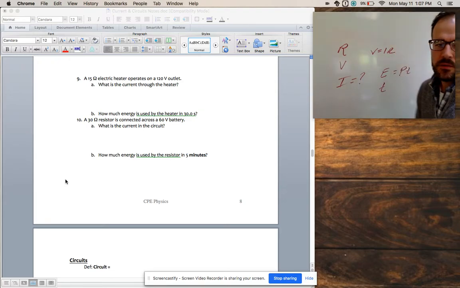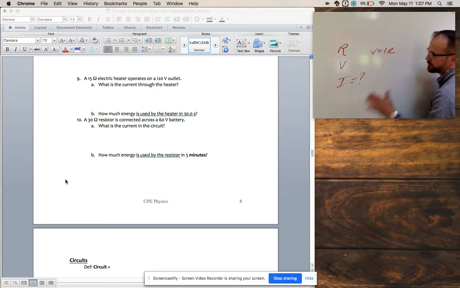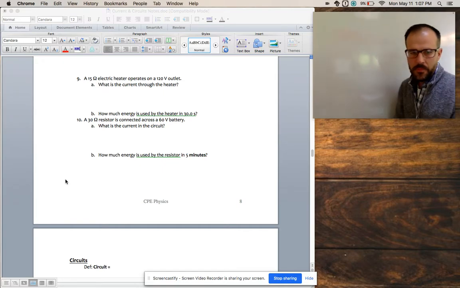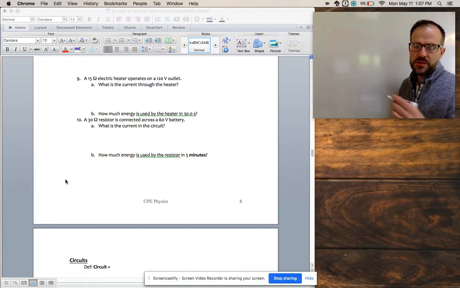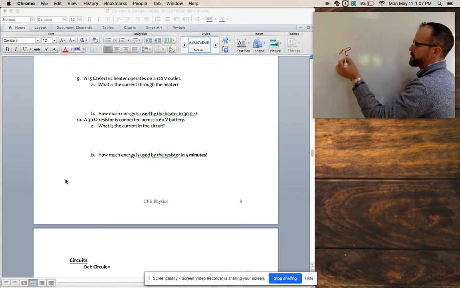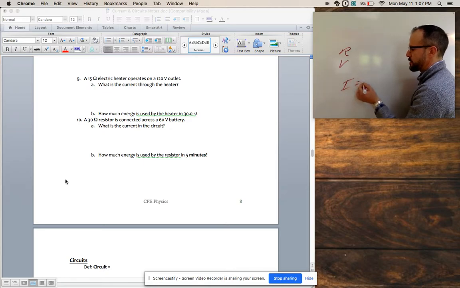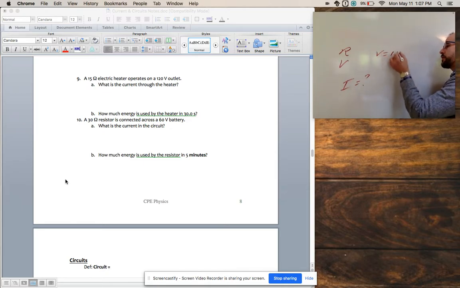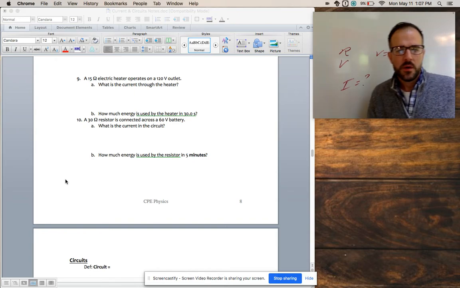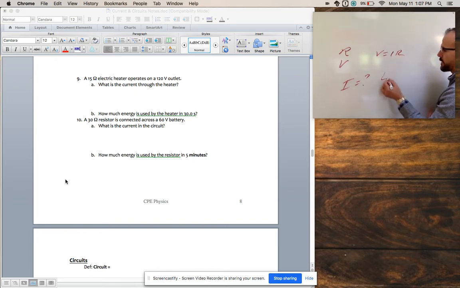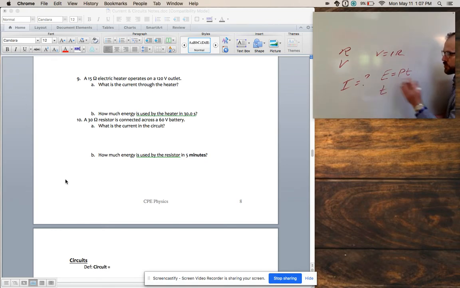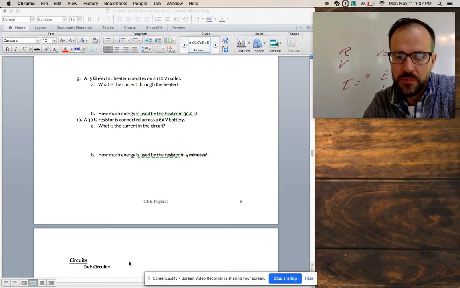Number 10, last one. Number 10, a 30 ohm resistor, 60 volt battery. So resistance, voltage, and it would like to know the current I. So again, V equals IR, Ohm's law, and how much energy in an amount of time? Energy, again, power times time. If you're given time, you could do IVT. Power is IV, so IV times T should give you energy. Hope that helps.